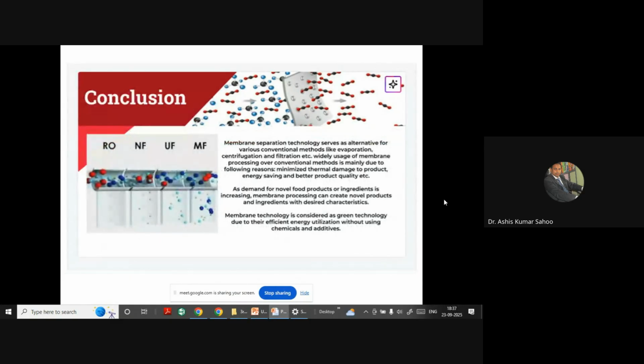So RO, NF, UF, these are used, as you can see, in a water filter. These are nothing but separation of solutes through a membrane. So membrane separation technology serves as an alternative to various conventional methods.